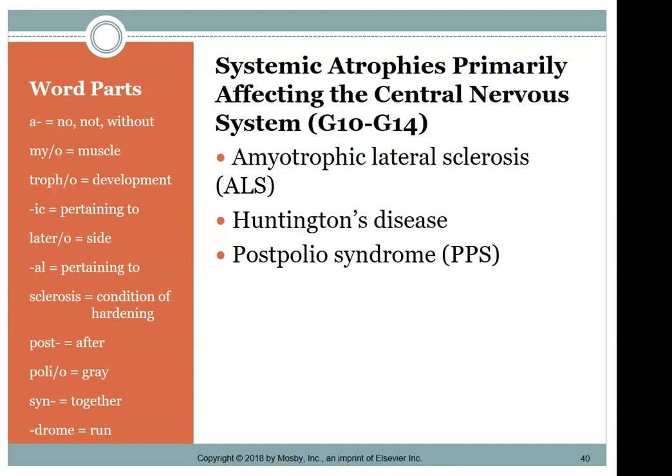Post-polio syndrome, PPS. Although poliomyelitis, an inflammation of gray matter of the spinal cord, has been virtually eradicated, some patients who had polio report symptoms of exhaustion and muscle and joint pain decades after their initial illness. And their word parts: a is no, not, or without. Myo is muscle. Tropho is development. Ic pertaining to. Latero is side. Al pertaining to. Sclerosis, condition of hardening. Post equals after. Polio is equal gray. Syn is together. And drome equals run.